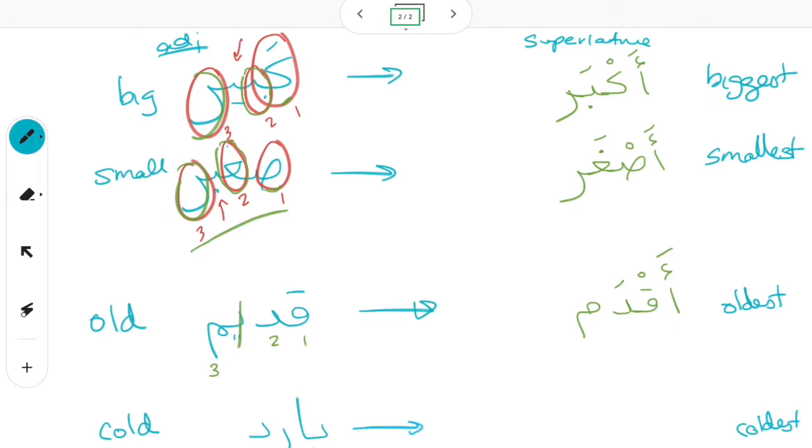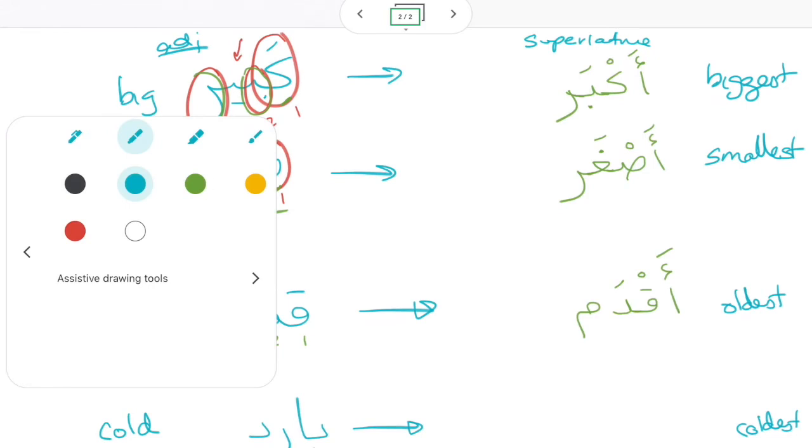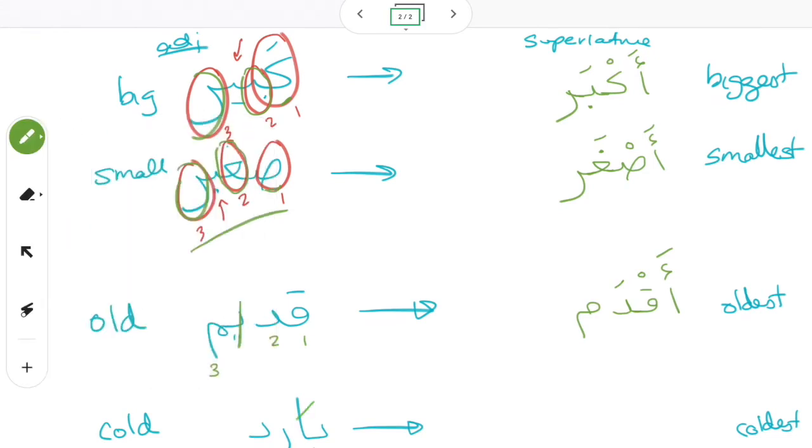Barid. Barid meaning cold. So I want to say coldest. So here, in this adjective, we don't have a ya. What do we have that's extra? The alif. So the ba is your first root letter, the ra is your second, and the dal is your third. So we're going to do the same thing. We're going to start here with alif hamza, fatha. The ba is the first root letter. We're going to put a sukoon on it. Ra, the second root letter with a fatha. And dal, abrad, meaning coldest.